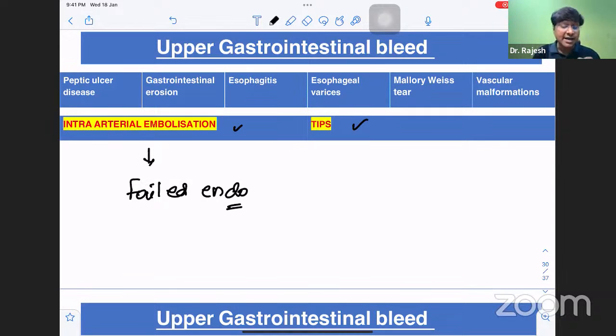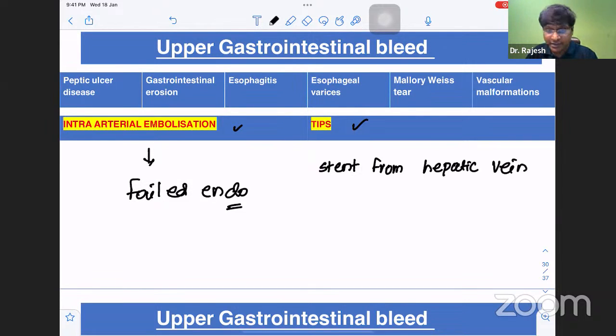So what is this TIPS? Transvenous intrahepatic portosystemic shunt, where you will place a stent from the hepatic vein to the portal vein, through the liver.